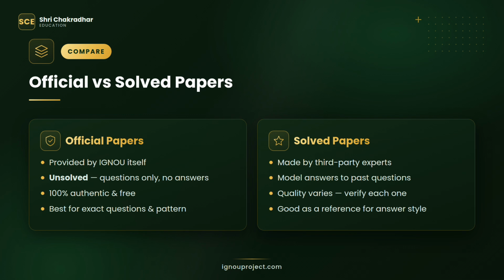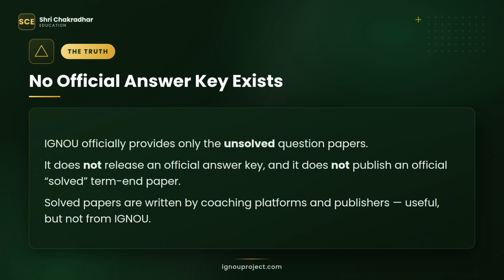IGNOU does not release an official answer key, and it does not publish an official solved paper for the term-end exam. So where do solved papers come from? Solved question papers are prepared by third-party subject experts, coaching platforms and publishers who write model answers to the past questions. They can be genuinely useful for learning how to structure an answer. But because they are not from IGNOU, the quality varies and some contain errors.